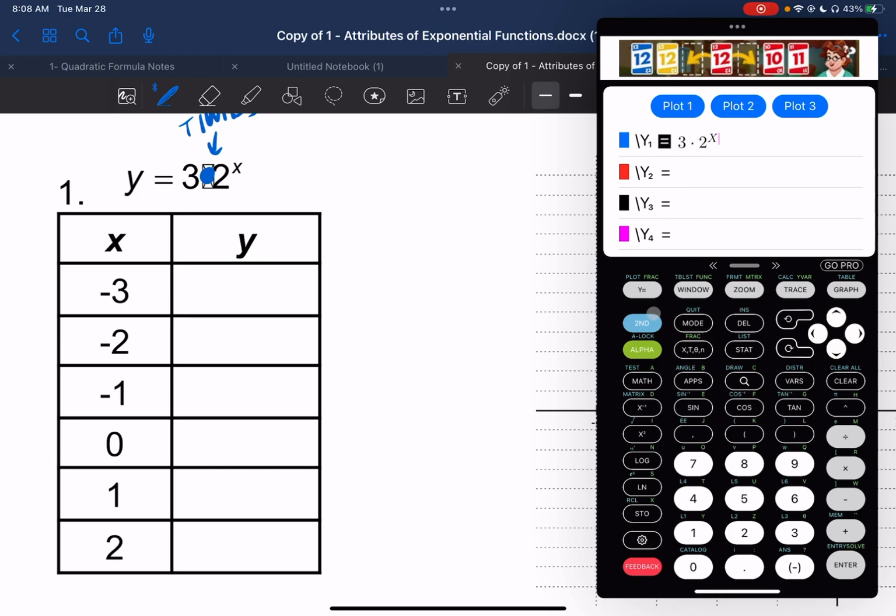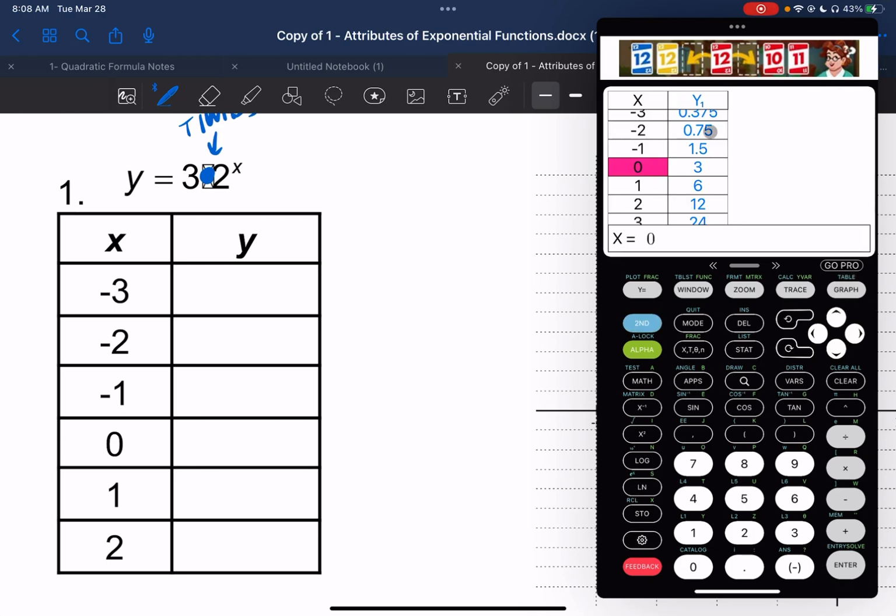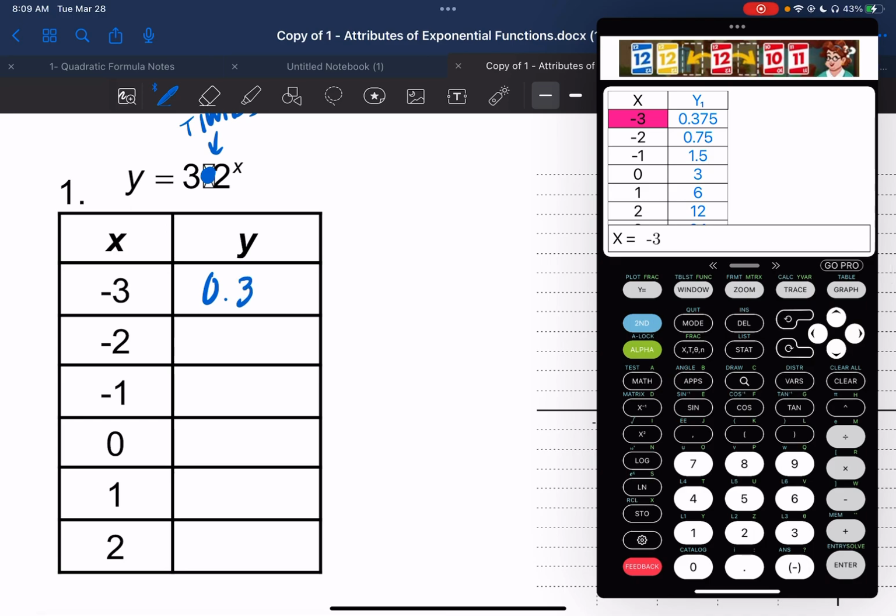All right, cool. So next, what we want to do is look at the table. If table was blue, I have to hit second graph to look at my table. All right, so let me move up a little bit so we can help fill out my table. So when my x is -3, what's my y value? Bam. So we're writing all these numbers onto here. So let's go and do that real quick. So we got 0.375, 0.75, 1.5, 3, 6, 12. All right, cool. Now we're going to graph this real quick.